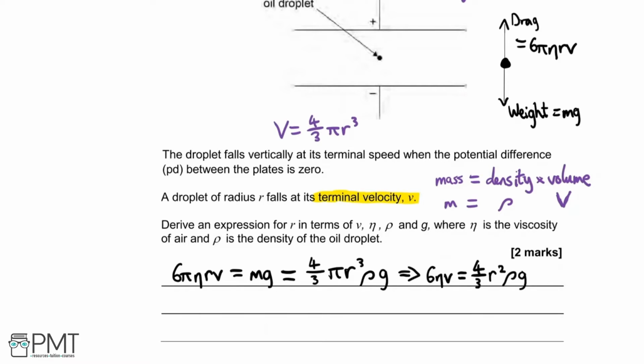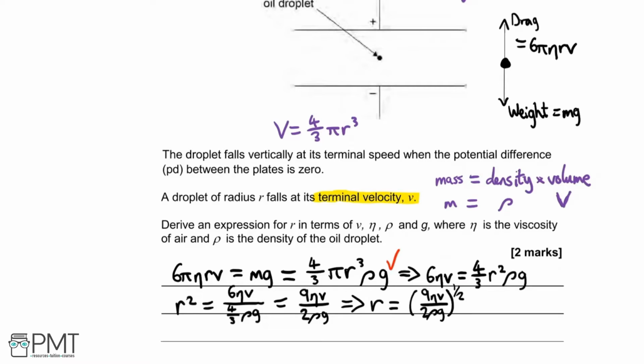Then we need to make r squared the subject of the equation. If we combine the numbers on the top and the bottom, and then finally square root both sides. Now I've made this to the power of half, which is the same as using a square root. In terms of marks for this 2-mark question, the first one is going to be for correctly equating the two forces and making the correct substitutions, and your second mark is going to be for getting the correct expression at the end.